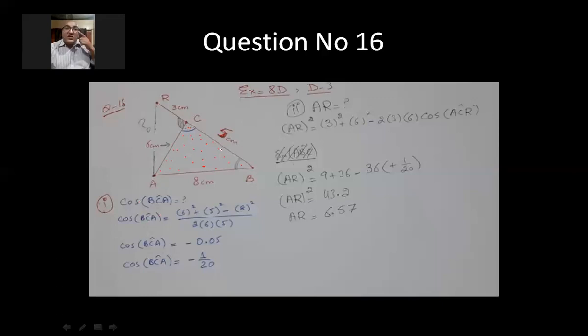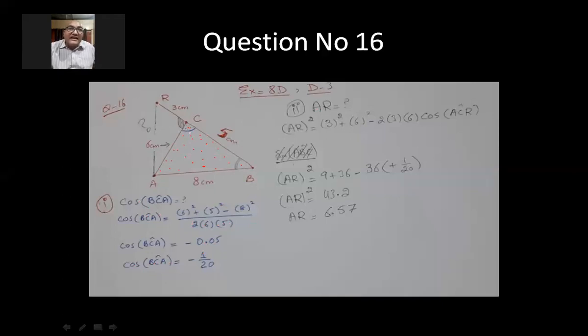Cos of BCA will be 6 square plus 5 square minus 8 square, divided by 2 into 6 into 5, and that will give you minus 0.05. So the cos of the BCA, if you convert it into the fraction, will be minus 1 by 20. Okay, so now I know the cos of this, and the question is, what is AR?